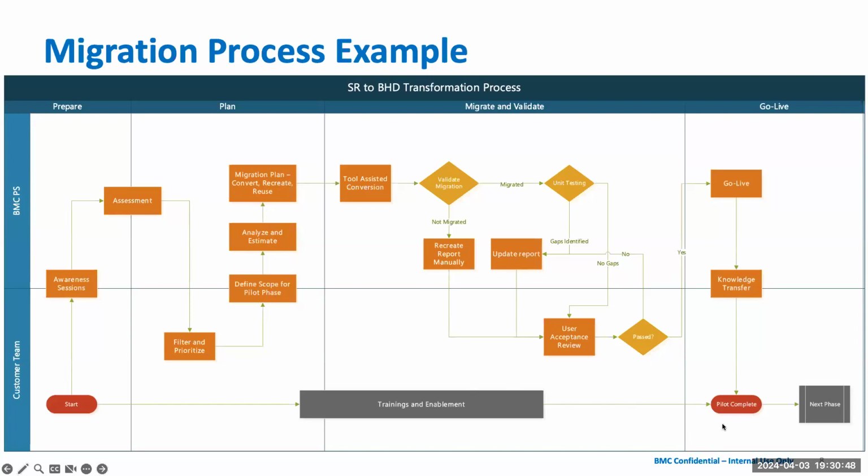Once the pilot phase is done, we can go back and pick up the next set of priority reports. So let's say we did the top 50 in the phase 1 pilot phase. We do again the next 50 or next 100 and go on.